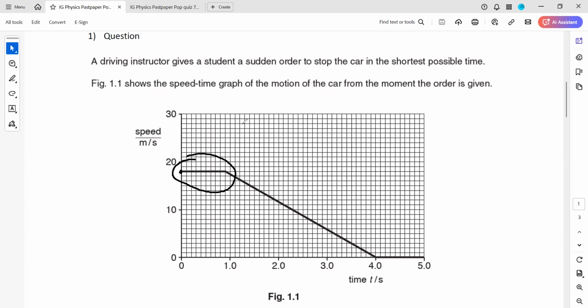Still, you take time to react. That's why the driver will take time to react, and that's why the car continued to move with a constant speed for some time.